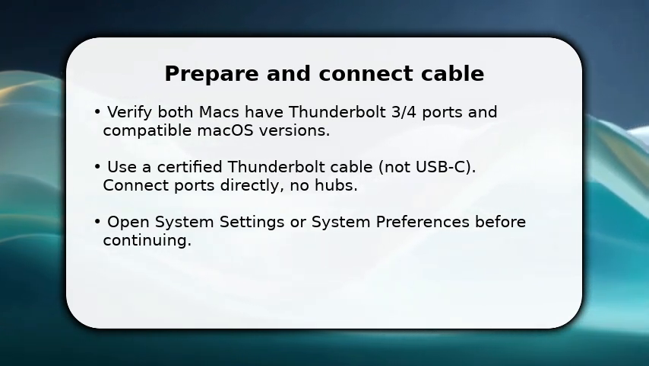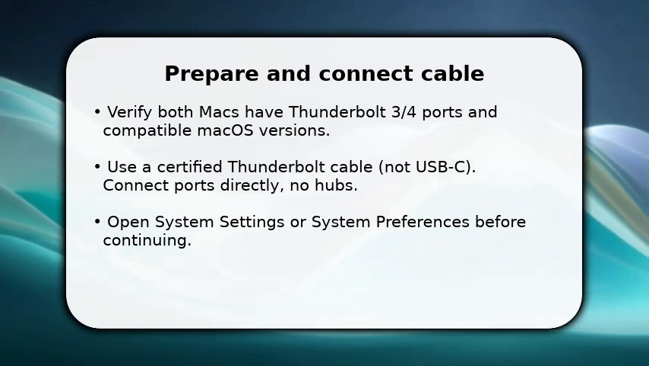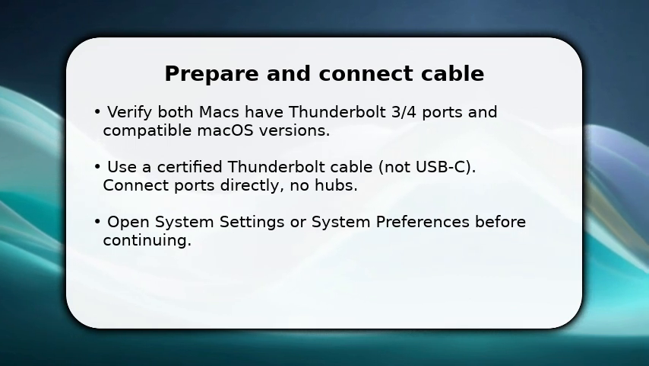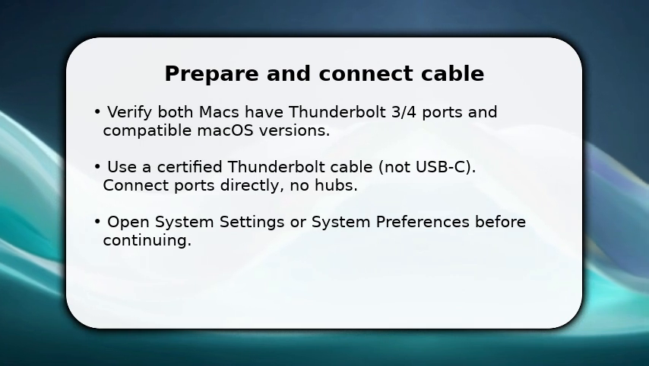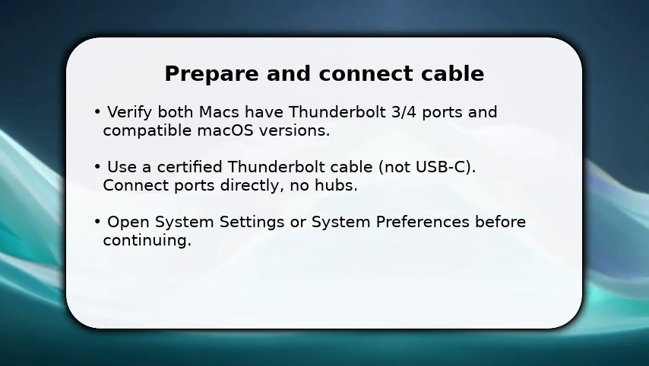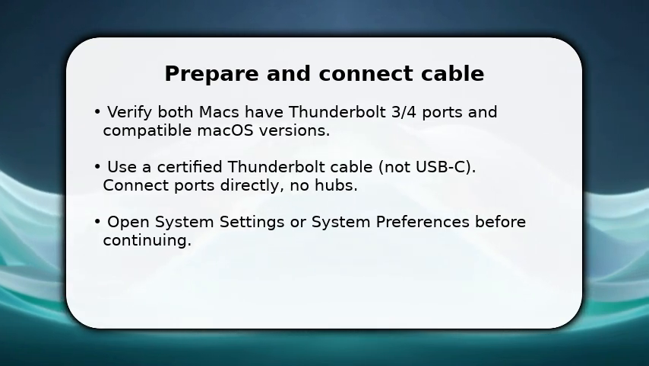Older Mac OS uses System Preferences. Make sure you're logged in as an admin so you can add network interfaces. Once done, go to Network Settings to prepare a new interface called Thunderbolt Bridge. This first step establishes the physical and software presence you'll configure next.